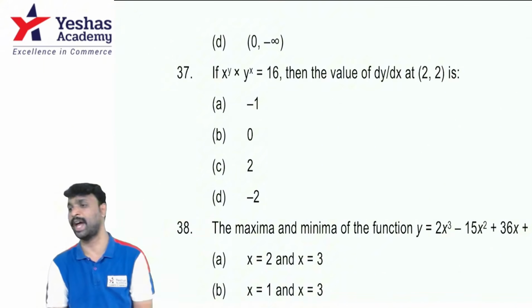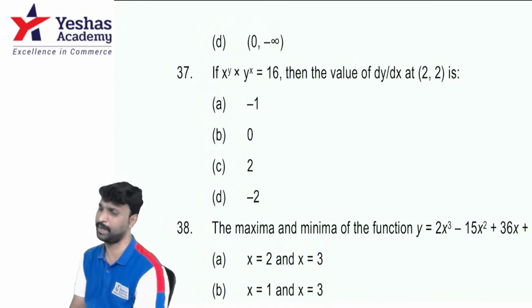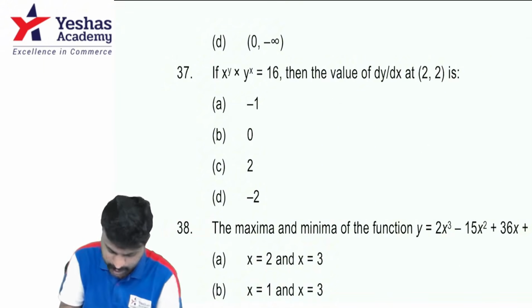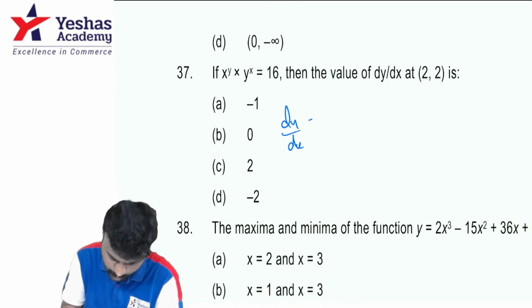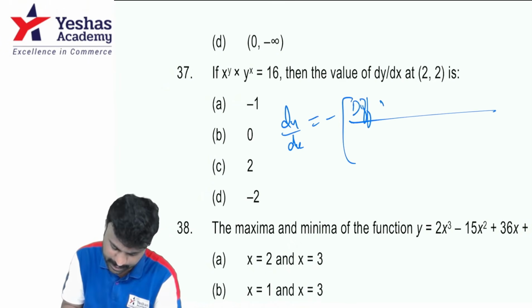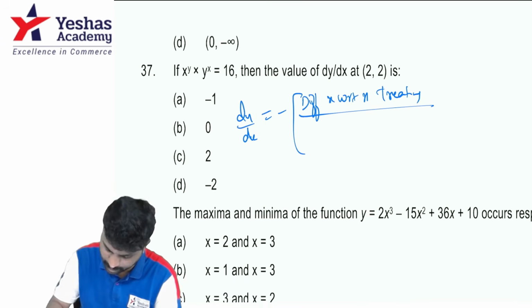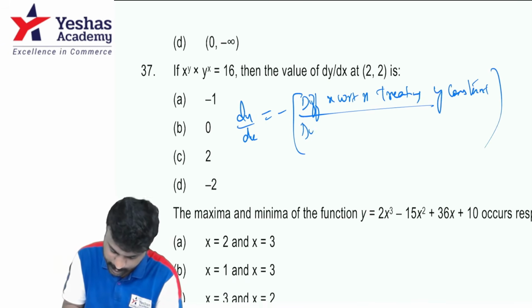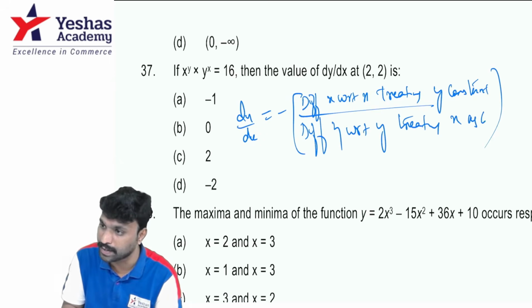Guys, we can apply the shortcut of implicit function because x and y are together. What's the shortcut for implicit function I gave you? Minus outside. So numerator is differentiate x with respect to x, treating what as constant? Y constant. Exactly ulta for the denominator. Differentiate y with respect to y, treating x as constant, right?